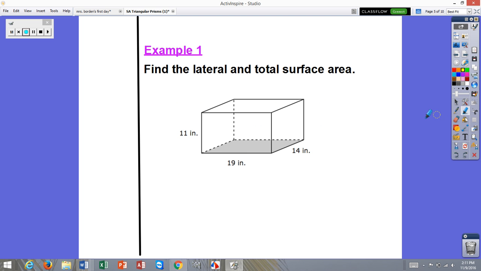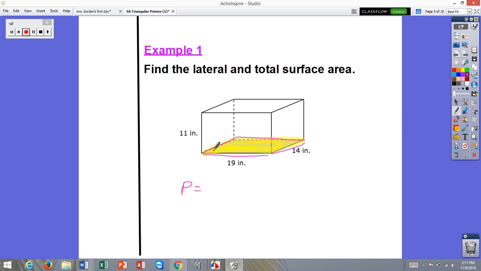For example number 1, we have a base that's already shaded for us, but we're going to go ahead and shade it again just so that we have it identified a little bit easier. So our base is, for this particular example, the bottom. Okay? So after we have identified the base, we're going to find the perimeter of that base. Okay? Perimeter of the base is just adding up all the sides. So we have 19 plus 14 plus 19 plus 14.